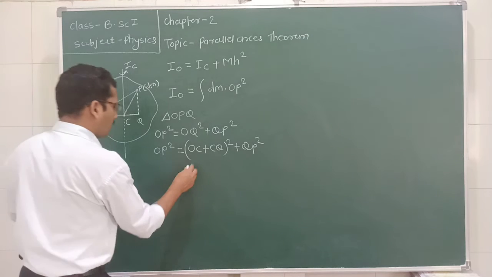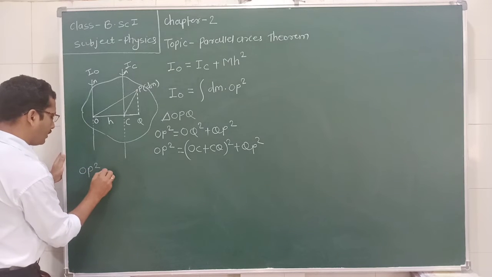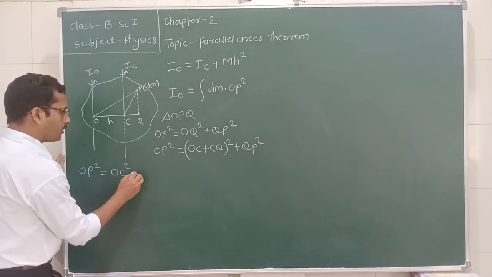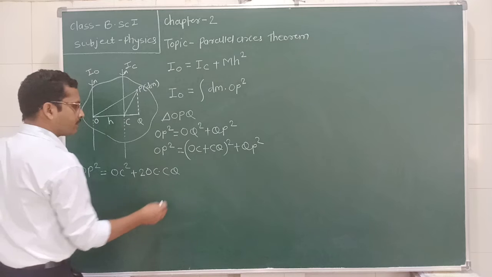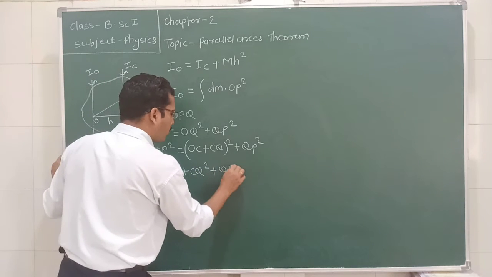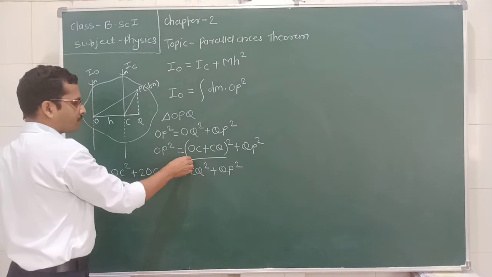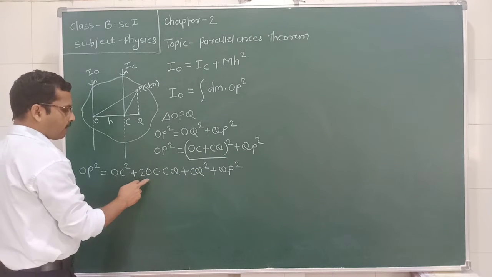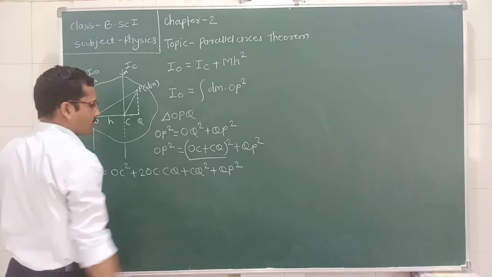Okay, now if we solve this bracket, we get OP square is equal to OC square plus twice OC into CQ plus CQ square plus QP square. So if we expand this term (A plus B) square, then we get OC square plus twice OC into CQ plus CQ square, and plus this QP square.